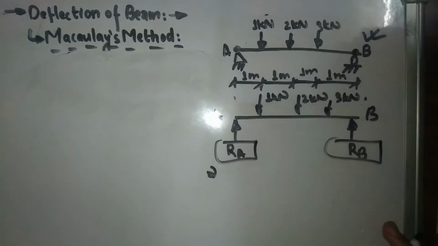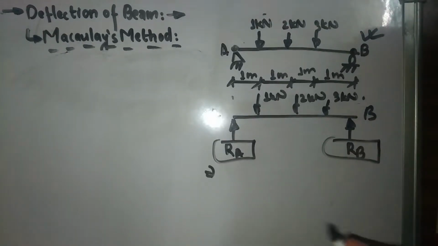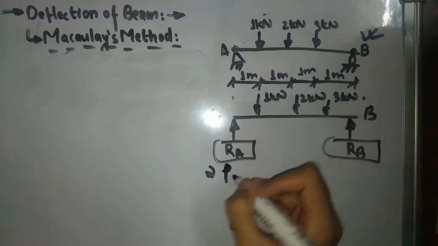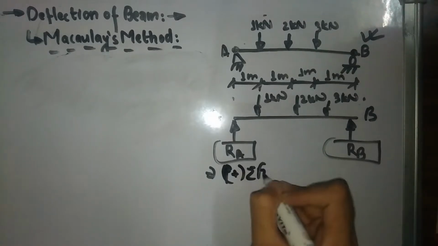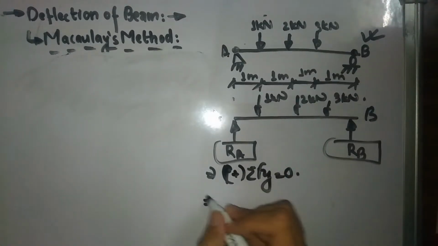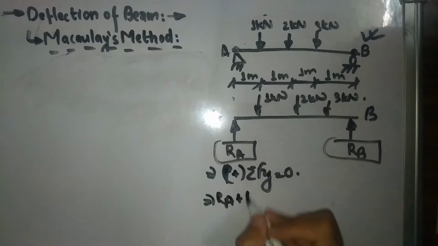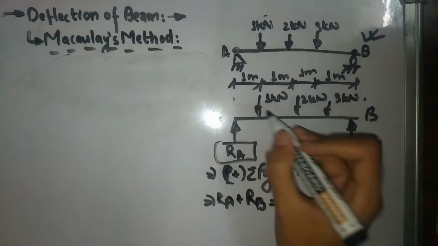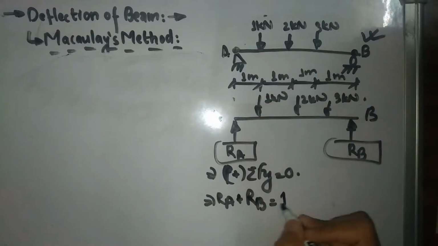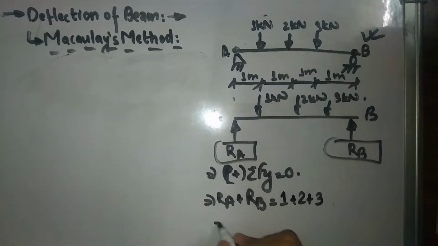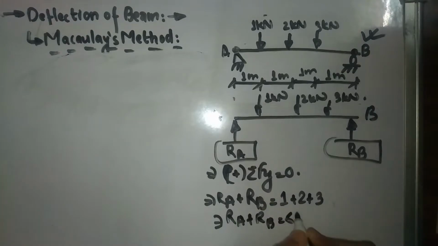In order to calculate RA and RB, we're going to take our upward forces as positive, sum of Fy equals 0. So it's going to be RA plus RB equals, so we have downward forces of 1, 2, and 3. 1 plus 2 plus 3. This is going to be RA plus RB equals 6 kilonewton.